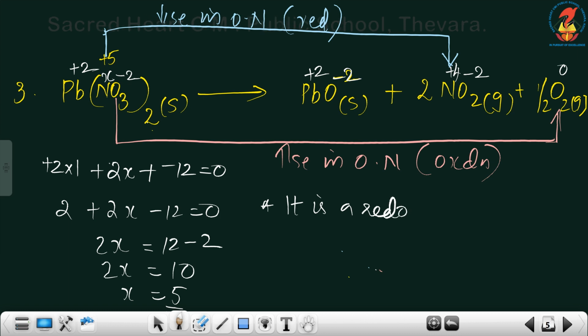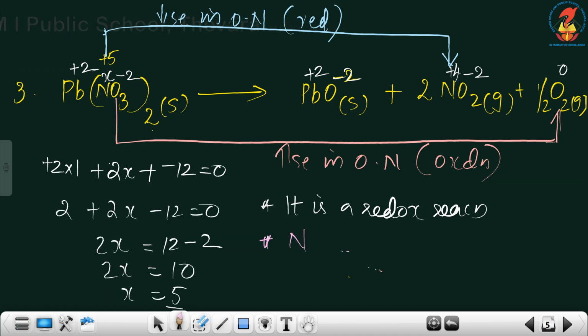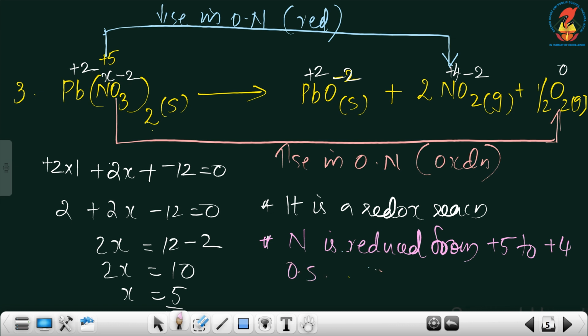So here also we can say that it is a redox reaction where nitrogen is reduced from +5 to +4 oxidation state. Reduced from +5 to +4 oxidation state means it is acting as the oxidizing agent or oxidant.